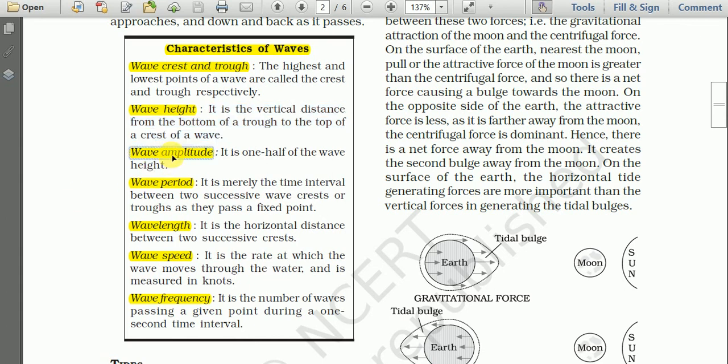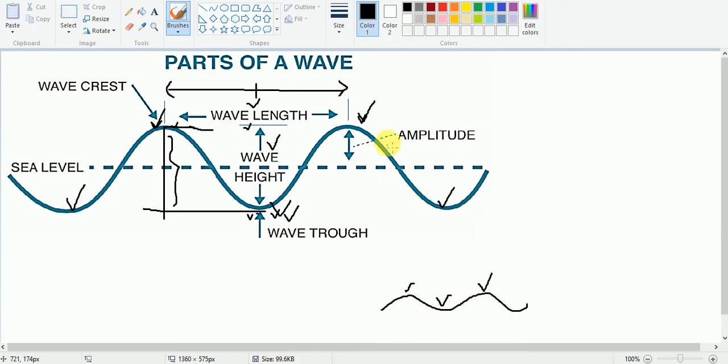Then wave amplitude, which is one half of the wave height. Amplitude means half of the wave height. See here, amplitude. From here up to here is the wave height, and amplitude is half of the wave height as indicated here. From here up to here is what we call amplitude. So amplitude means half of the wave height.